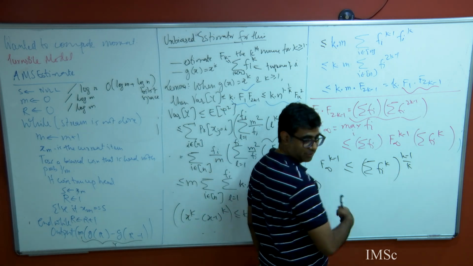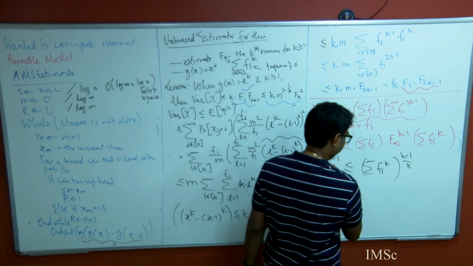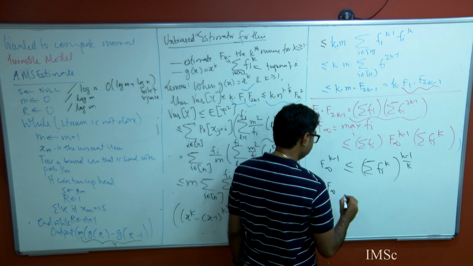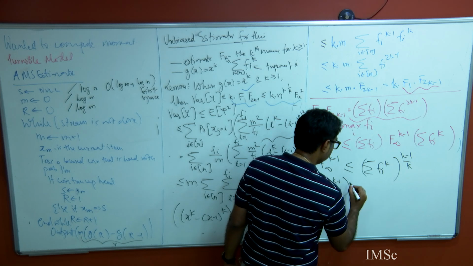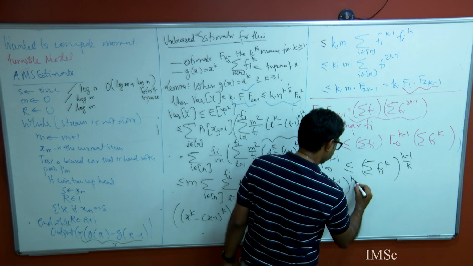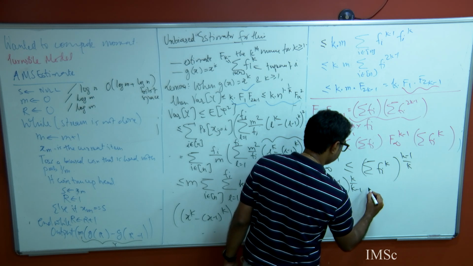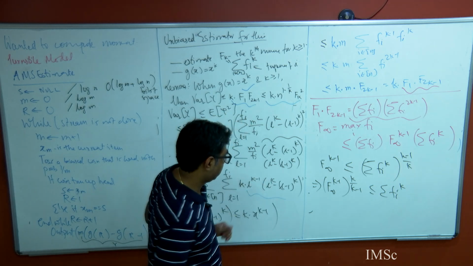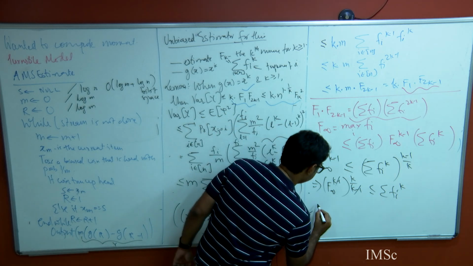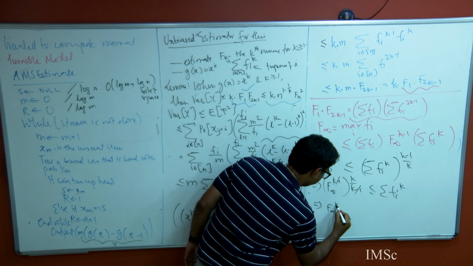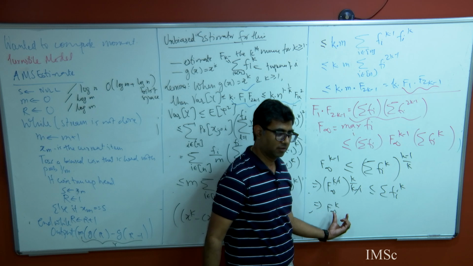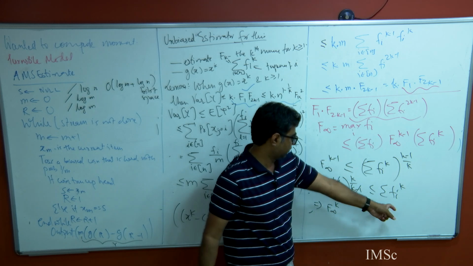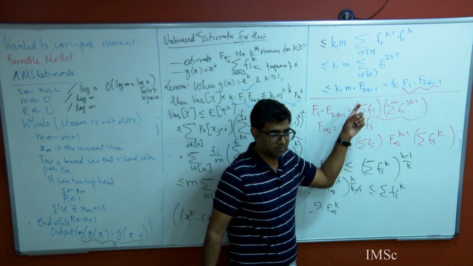So let's just take the inverse power. What will I get here? I will get (f infinity^(k minus 1)) to the power k by k minus 1. Agreed? Okay. So what is this? f infinity to the power k. Man, f infinity is one of the f_i, right? That occurs here also, right? So that's it.